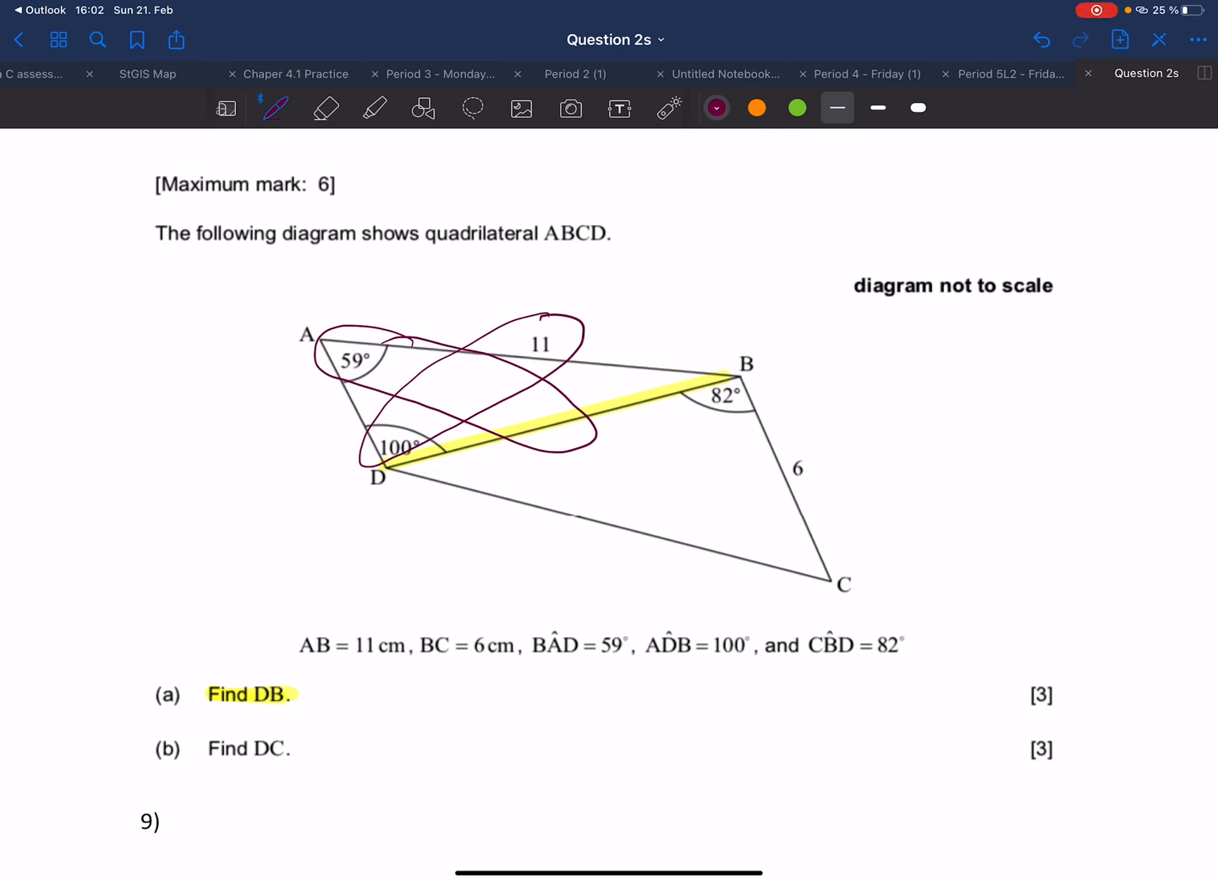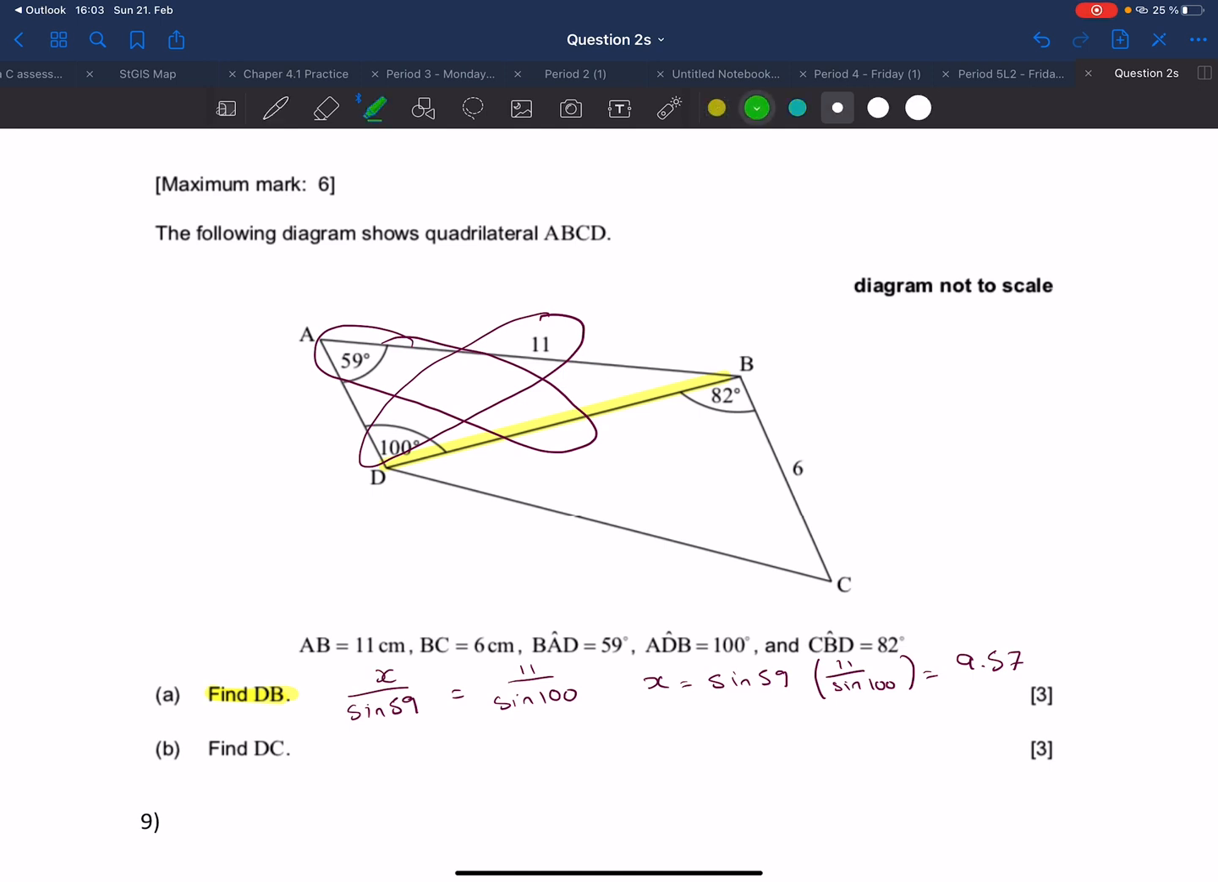So in that case, I've got x, my missing side, over sine of 59 is equal to 11 over sine of 100. And so my x is going to equal sine 59 times 11 over sine 100. Or you could have used nsolve for it. Either which way, though, if you type that into your calculator, you should end up with side DB equaling 9.57 centimetres.